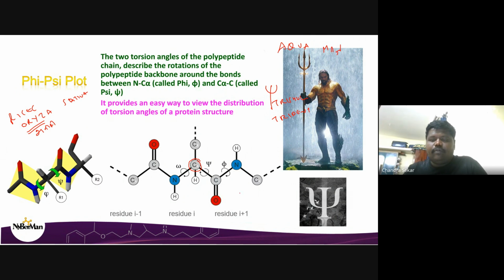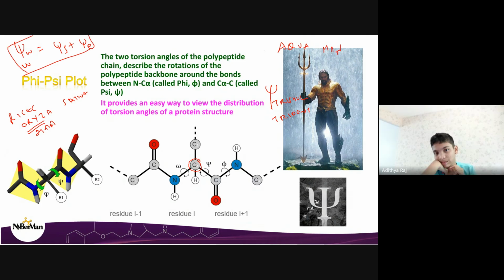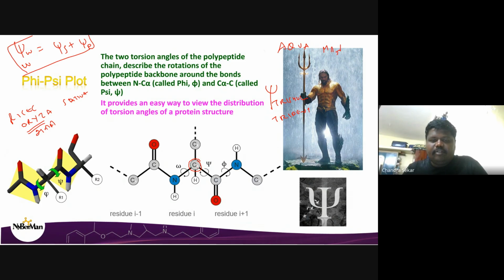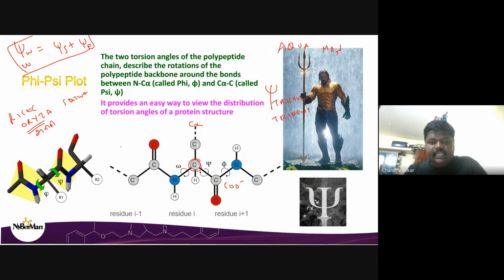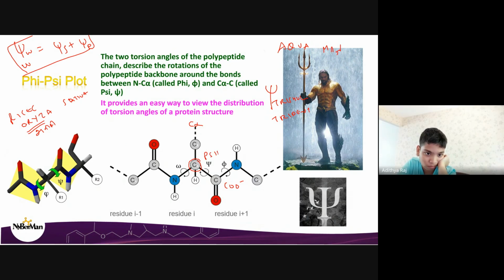Actually, if you go to higher classes, you will learn something called water potential. Water potential stands for solute potential plus pressure potential. I don't want to confuse you with this. Simple: psi is the angle between C and C alpha and CO minus. Clear? That is psi. What about phi?